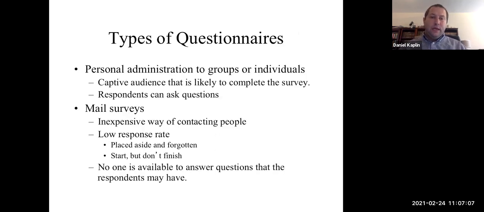Now, in terms of personal administration, you could personally administer the questions to groups or individuals. So now they're in the same room as you. Now you have a captive audience, literal and metaphorical. So they're more likely to complete the survey. So because of that, you're going to have a greater response rate. You also have the benefit of people being able to ask you questions. What did you mean by that? Right. So that's the benefit.